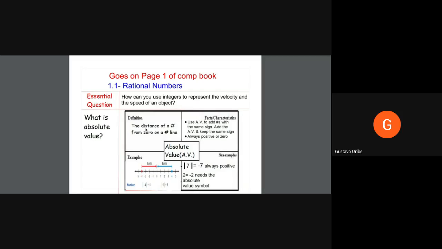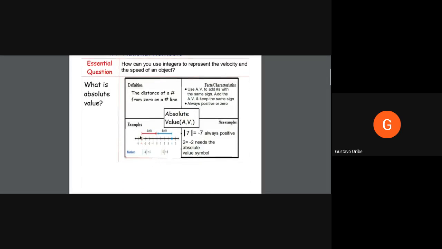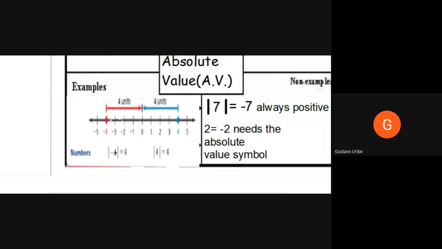Here's the definition. Absolute value is the distance of a number from 0 on a number line. Facts and characteristics: we use the absolute value to add numbers with the same sign. Add the absolute values and keep the same sign. And the absolute value is always positive or 0. So let's take a look at an example.